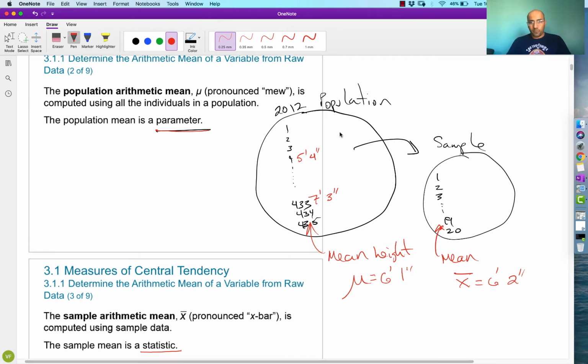But this stays constant, and the samples change, right? So now let's say I take another sample. We call this sample number 1. But we could go, okay, now let's take another sample.